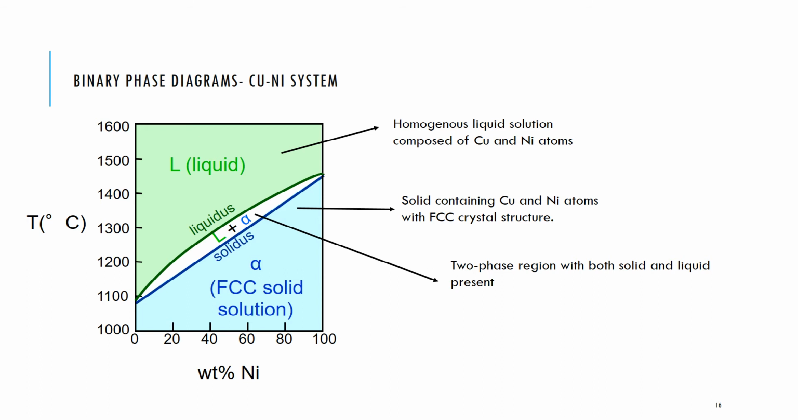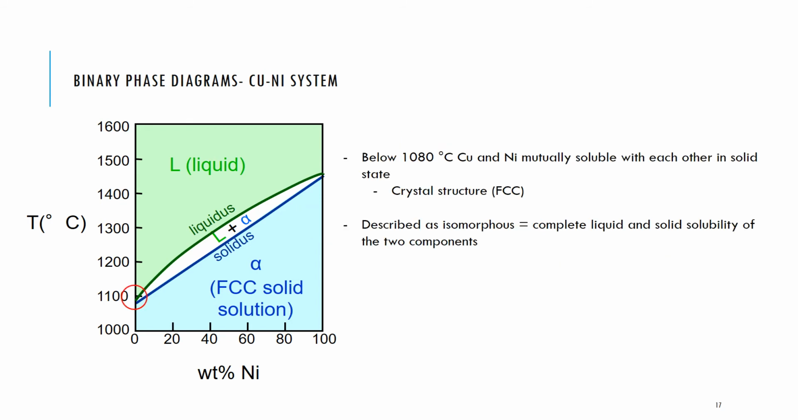Now there's this interesting region here, and we call this the two-phase region. It's the white region that exists between the liquidus line and the solidus line. And here, the liquid and the alpha solid phase are in equilibrium with each other. They both exist. The point that I've circled in red here, below 1080 degrees Celsius, shows that copper and nickel are mutually soluble with each other in the solid state. And we call this an isomorphous solid solution because of the complete liquid and solid solubility of the two components.